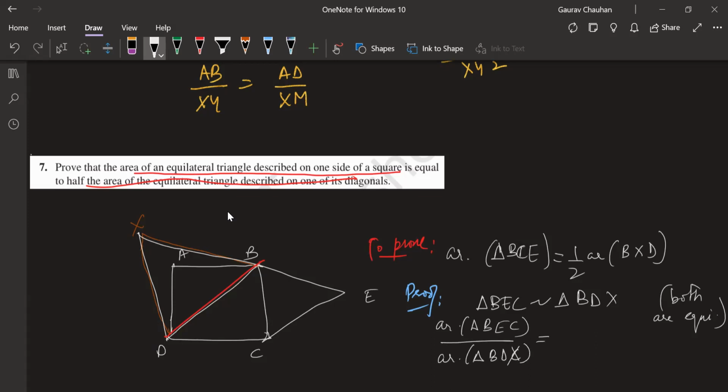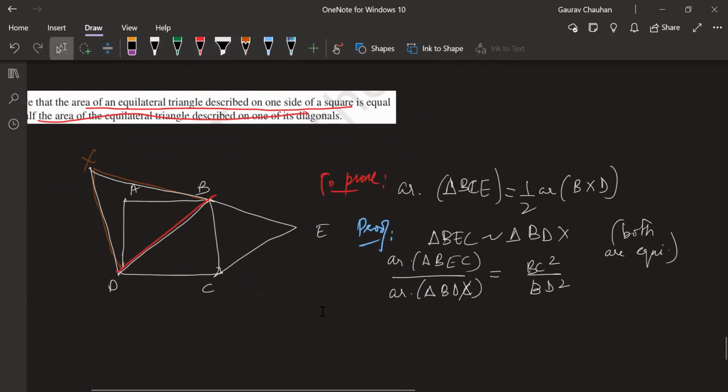Now, which side should we choose? That's an important thing. I will choose BC by BD because then I can find a relationship between them also. So this will be equal to BC square by BD square. You have to take corresponding sides, but it's an equilateral triangle. Anyhow you rotate the triangle and put it, it will be similar. So obviously you can change this also. You can write BCE.